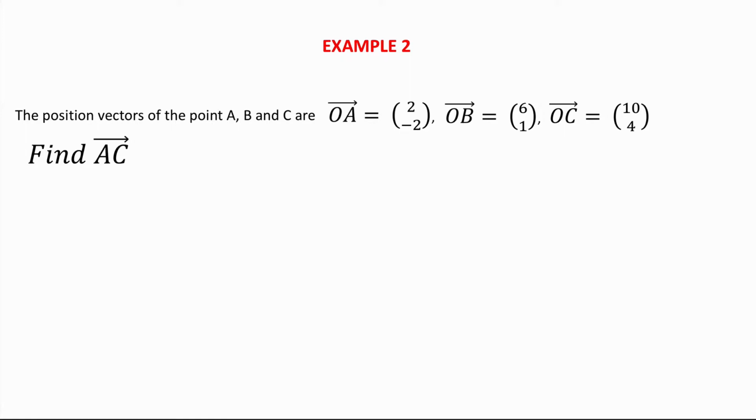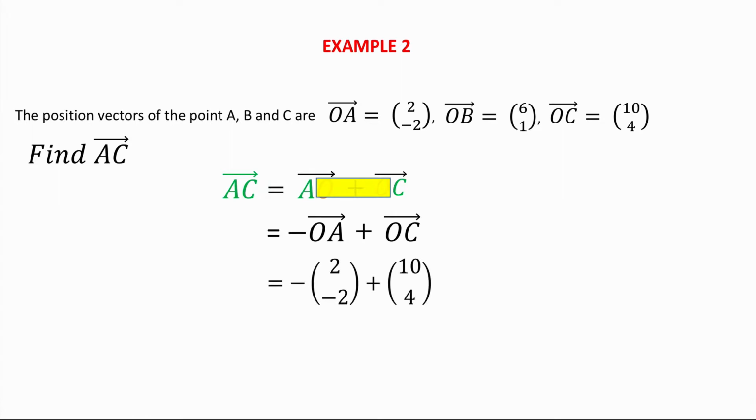Now let's look at example 2. We have the same question, but we want to find AC. Again, by the triangle law, AC is equal to AO plus OC. Notice A and C are the first and last letter, and O is the common letter that is positioned between the two vectors. Again, AO is -OA plus OC. This is equal to -2, 2 plus 10, 4, which is equal to 8, 6.